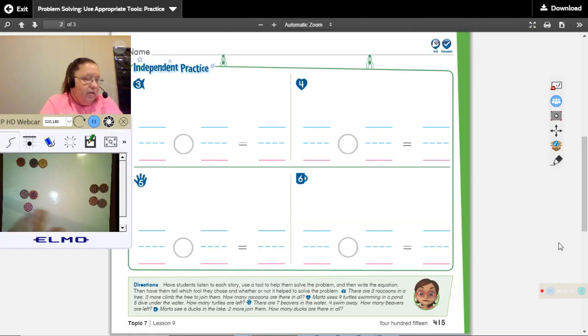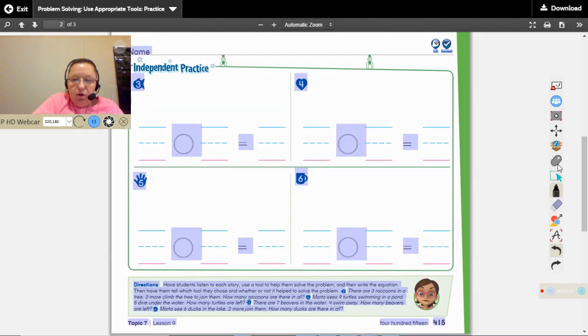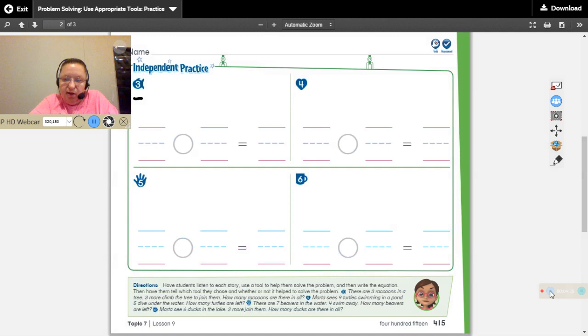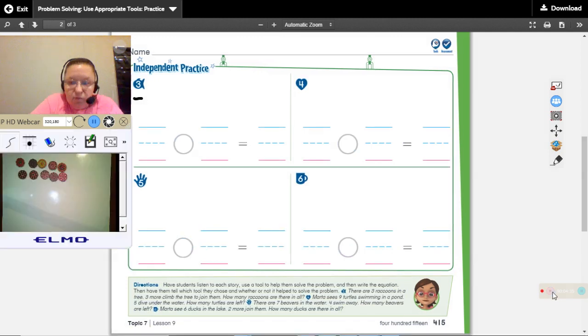And I moved the picture of our counters over here so they wouldn't interfere with our math problem in writing our numbers. Now, let's look at number 3, right up here. Put your finger right up here on number 3. And that's where we're going to look to begin with. Listen to our math problem for number 3. There are 3 raccoons in a tree. 3 more climb the tree to join them. How many raccoons are there in all?